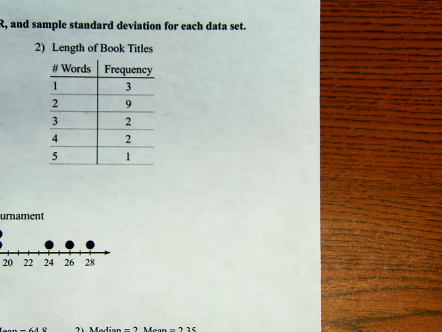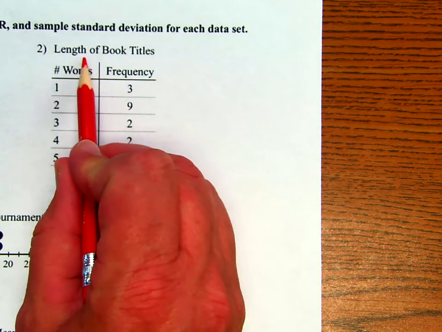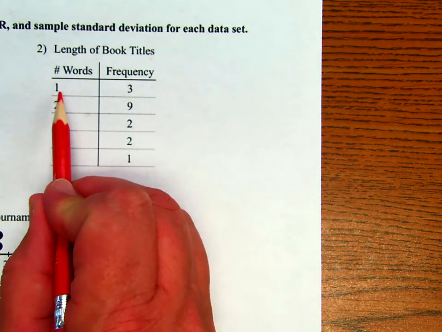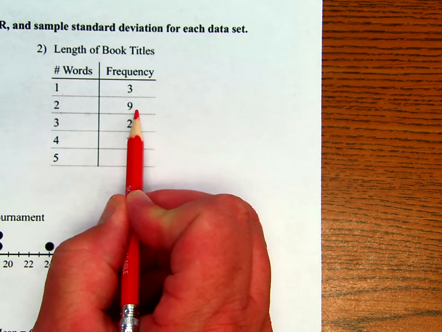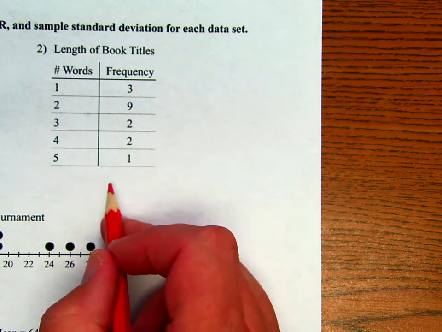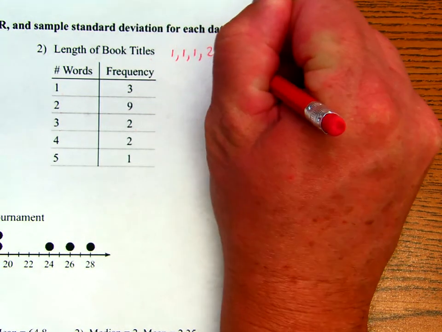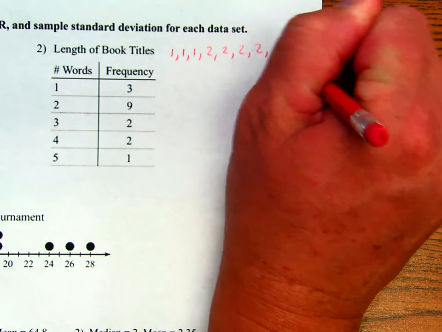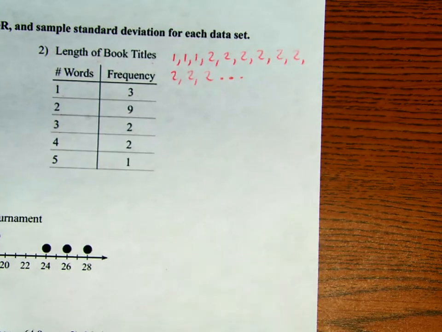So what we have here is some data that represents the length of book titles. A one-word book title happened 3 times. A 2-word book title happened 9 times. A 3-word book title happened twice, etc. So the actual list that this is summarizing is 1, 1, 1, 2 nine times, 3, 4, 5, 6, 7, 8, 9, etc. So based on what we've learned so far in the class with putting that in a calculator, actually let me get my calculator ready here.